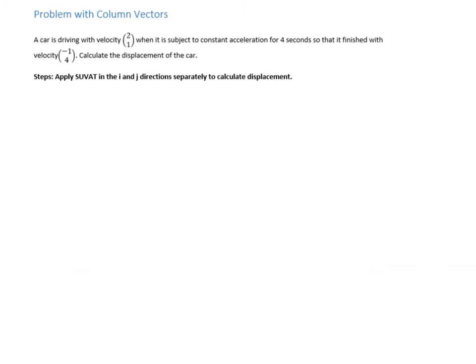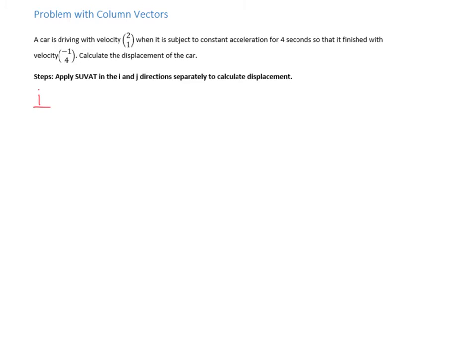Very simple. Okay, so this one, we've got a car travelling with velocity (2, 1), and it's subject to acceleration for 4 seconds such that it finishes with velocity of (-1, 4). And it wants to know what the displacement is. So exactly the same type.